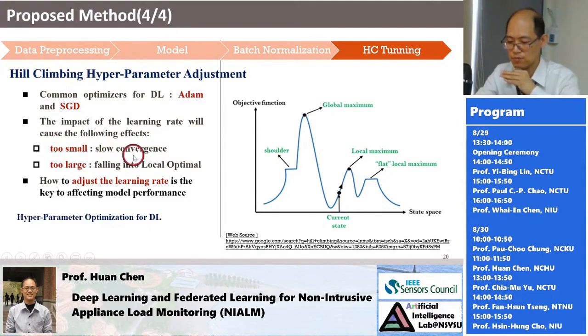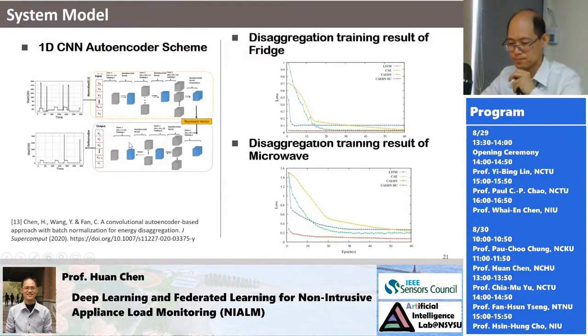because if you set the learning rate too high or too small, it's not good for the training. If you set the learning rate too small, then your model will converge too slowly. If you set the learning rate too large, it falls into a local optimum. So the hill climbing algorithm is used to tune the hyperparameters, and we prove that it's a very effective way. Then we can improve our performance even more.